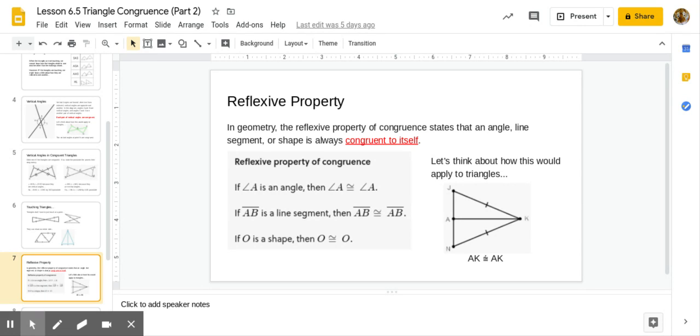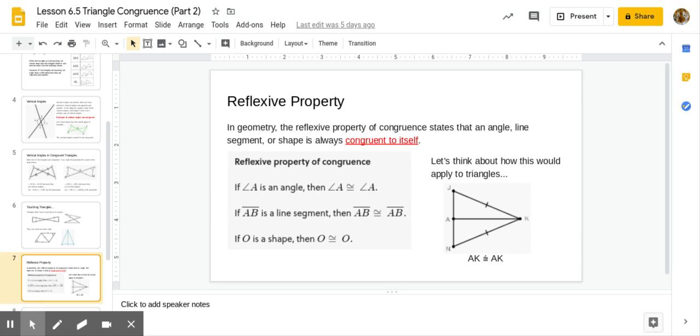In geometry, the reflexive property of congruence states that an angle, a line segment, or anything that has to do with a shape is always going to be congruent to itself, which just sort of makes sense. So if you say like angle A is congruent to angle A, or segment AB is congruent to segment AB, or shape O is congruent to shape O, whatever it is, it's always going to be congruent to itself.